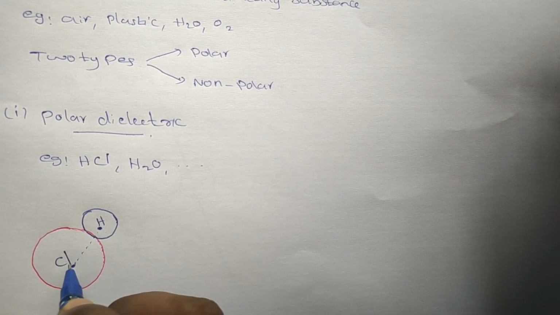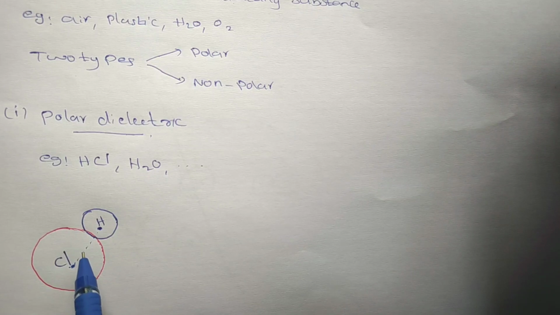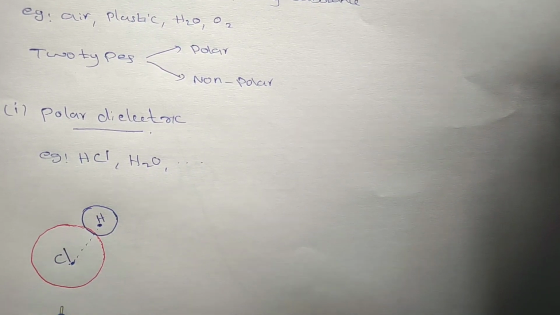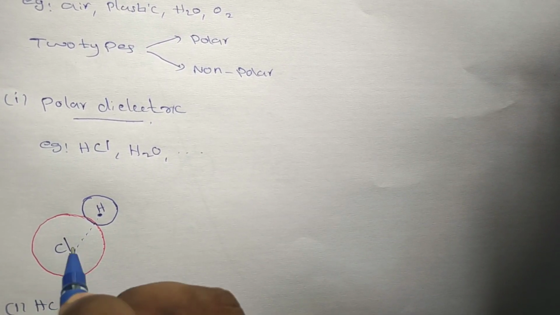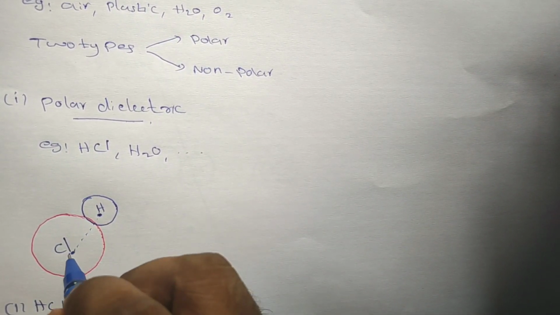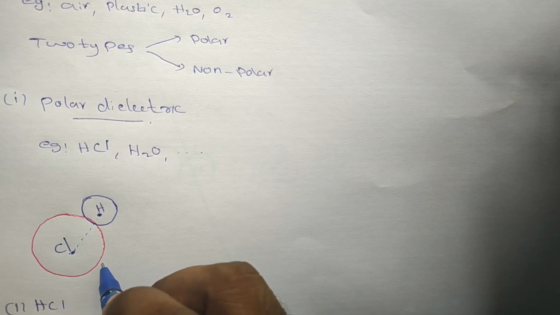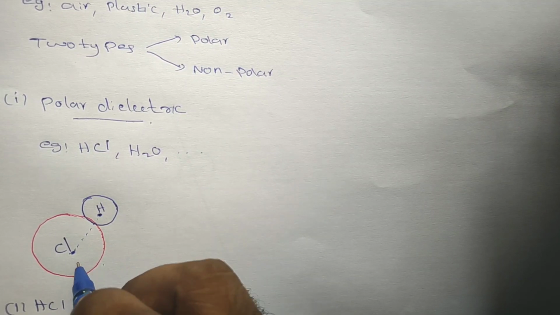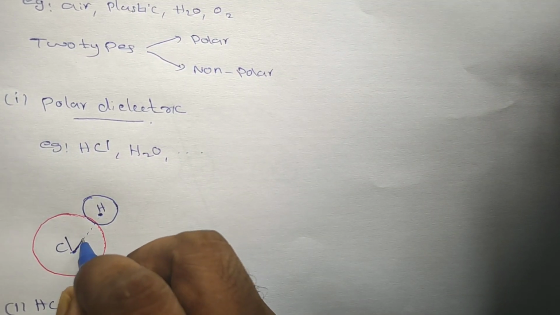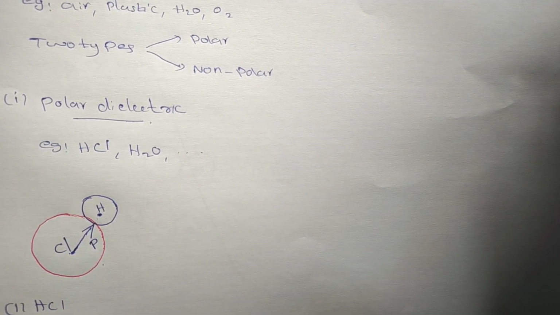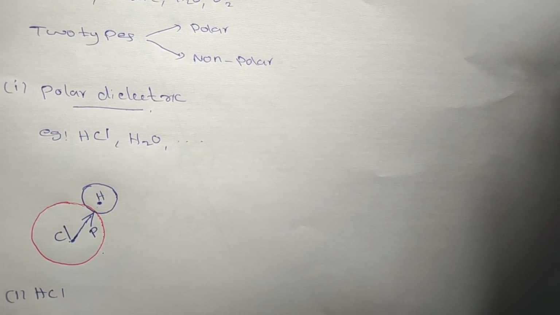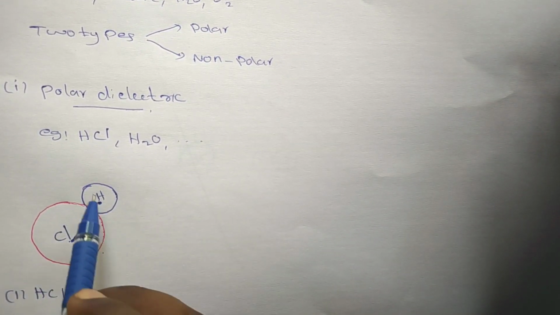So there are 2 charges separated by a distance. So you can see that there is a dipole formation. Okay. So this is HCl. So there is a dipole moment. What is the dipole moment direction, from where to where? The dipole moment direction is from this direction. This is the dipole moment direction in this molecule. Clear? So this is about HCl.